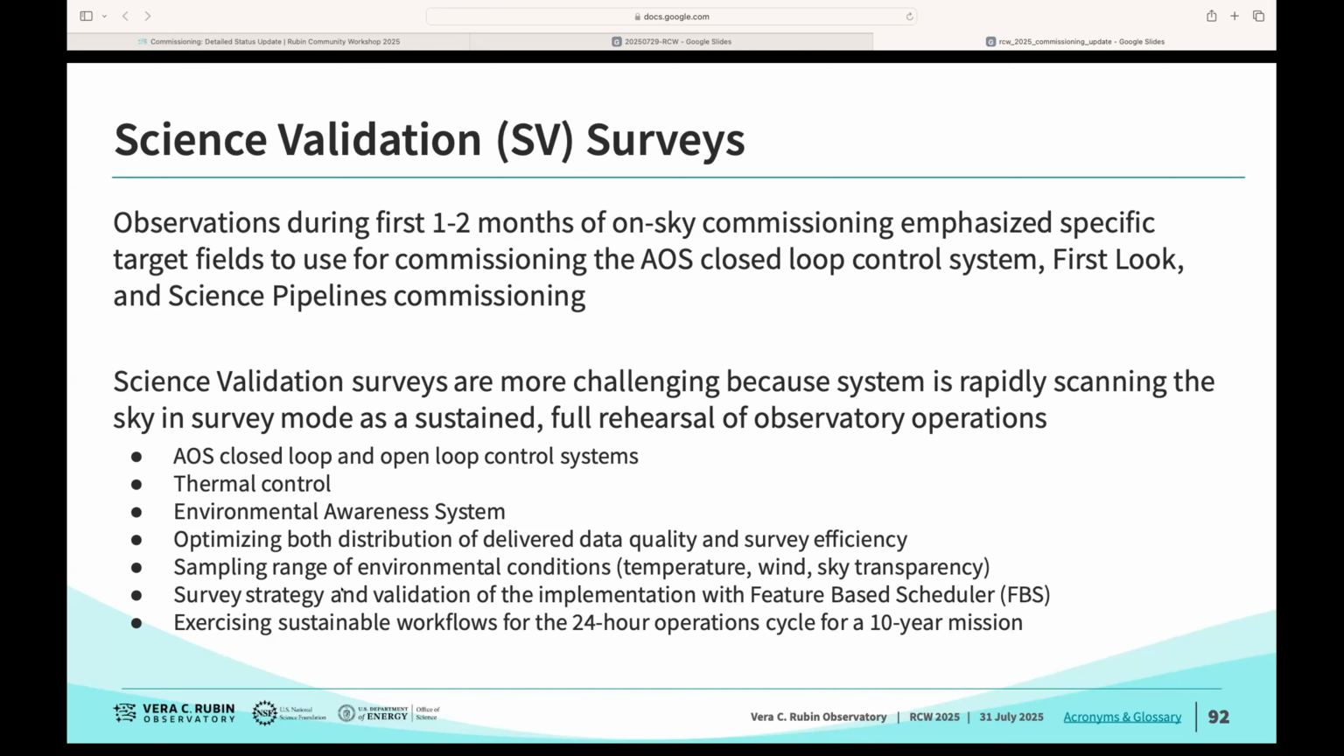We are testing our survey strategy and the validation of the implementation using the feature-based scheduler, and we're exercising sustainable workflows. You heard a lot from other members of our team talking about how we can't be in this sort of all hands on deck continuous commissioning mode for 10 years. We have to shift into a mode where we can run in a predictable, stable manner every night for 10 years.